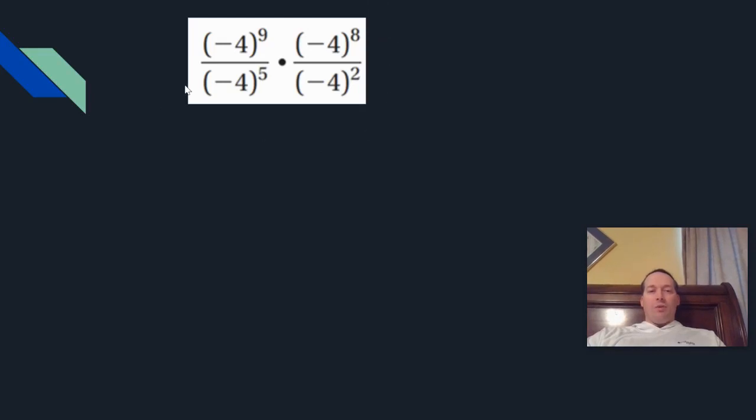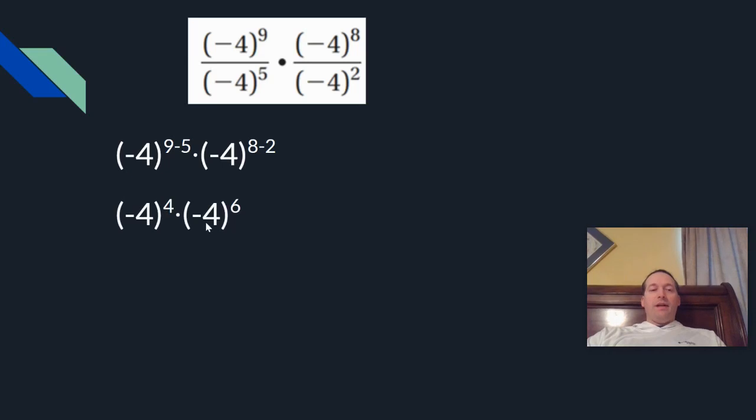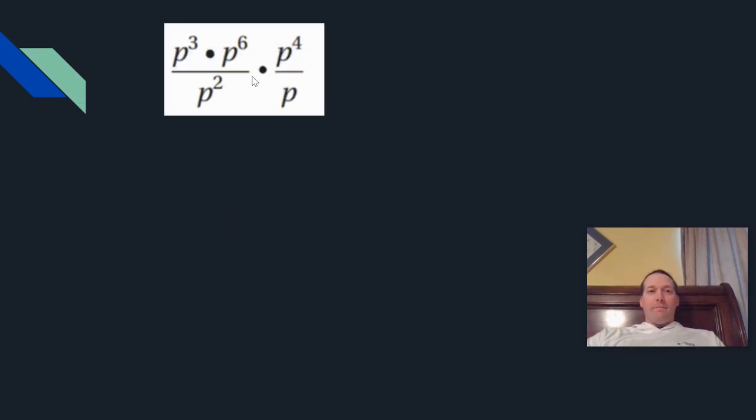So now let's take a look at this one. You have two different expressions here. You can do cross-canceling, but I'm not going to do cross-canceling with you because that's not really what this lesson is about. What we're going to do is solve each part of the product individually. So this is one factor, this is another factor, and then we'll find the product of those two. This first one is negative 4 to the 9 minus 5, and this is negative 4 to the 8 minus 2. Well, we solve those. That's negative 4 to the 4th times negative 4 to the 6th. That just becomes negative 4 to the 10th. Not overly complicated.